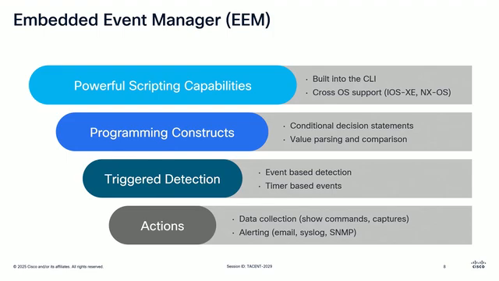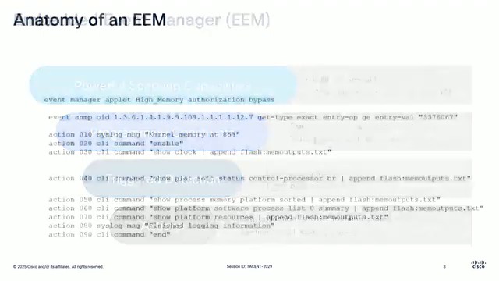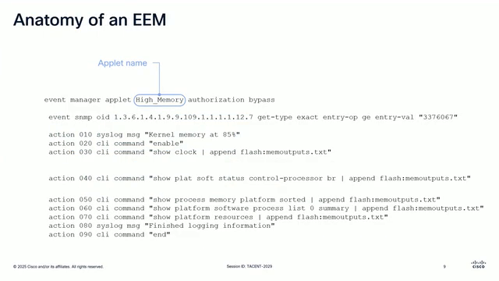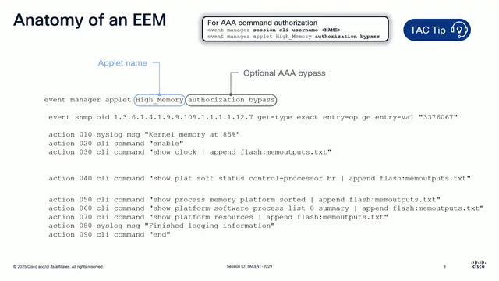Let's take a closer look at the structure of an EM script. Here you have an example of a small EM script that is going to be used to monitor memory usage. So first we're going to be having the name of the script in order to clearly identify it, followed by this authorization bypass. This is an important line of code if you have AAA configuration on your device.